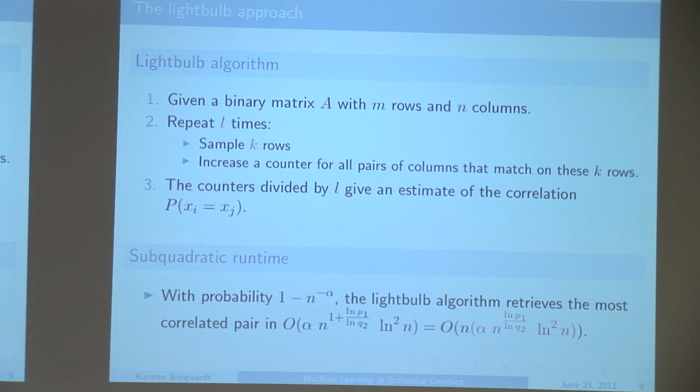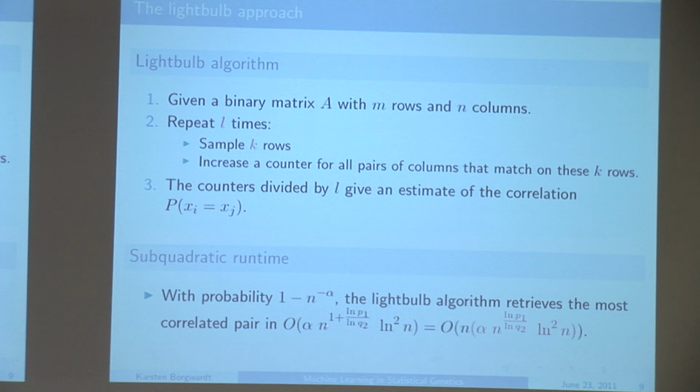Now, the amazing fact, which you can look up in their paper, is that with extremely high probability, with a probability of 1 minus n to the minus alpha, this procedure returns the most correlated pair in a subquadratic runtime, in a runtime which is subquadratic in the number of SNPs. I've given it here, this runtime. It's a bit hard to read when you see it for the first time, but the interesting bit is this exponent here.